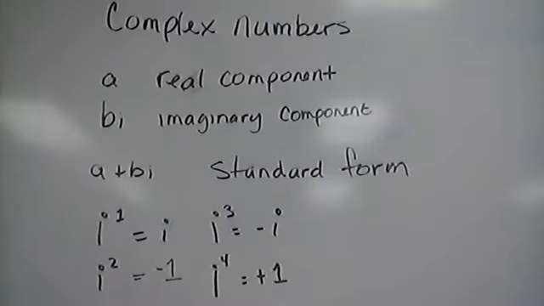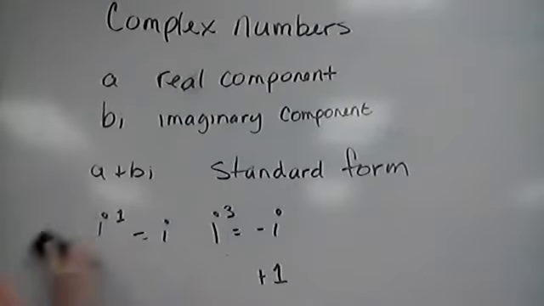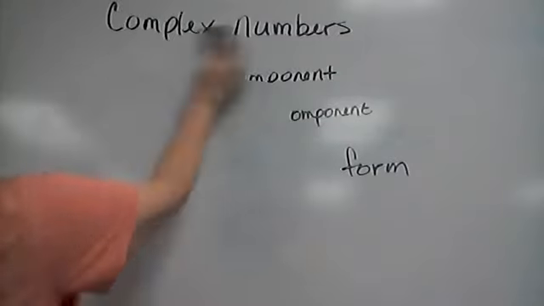All right, guys, I'm going to basically review complex numbers for you. Remember, a is the real number part, bi is the imaginary, a plus bi is standard form, and i runs in a cycle of 4. i to the first power is i, i squared is -1, which is one of your most important to remember. i cubed is -i, and i to the fourth is 1. So what I'm going to do is add, subtract, multiply, and divide.